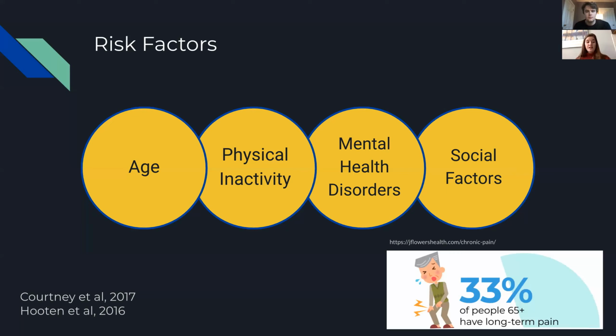Lastly, many social factors are thought to play a role as well. These factors include things such as tenuous housing or employment, below average family income, divorce or separation from a spouse, and lower levels of education.